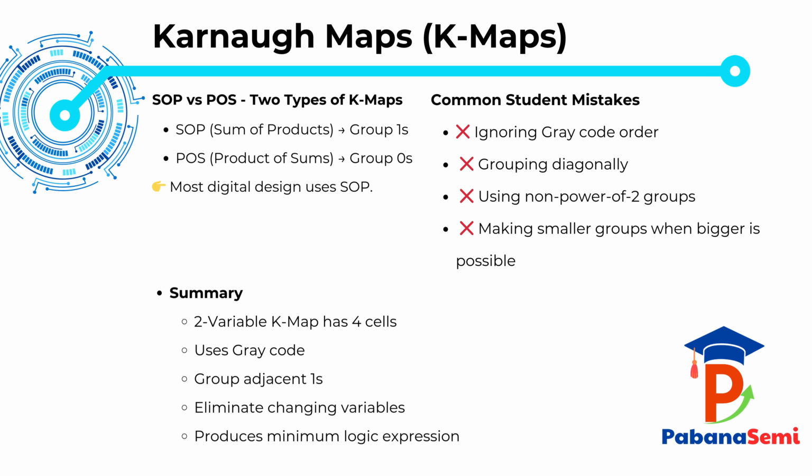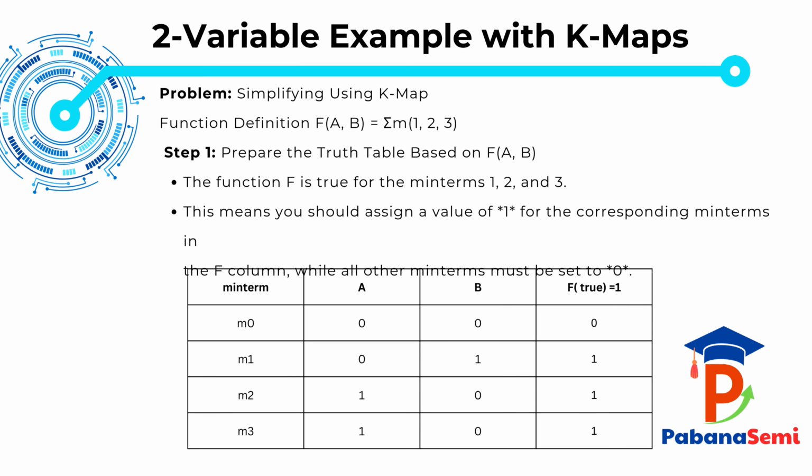Final takeaway. If grouping rules are followed correctly, then Karnaugh maps provide a fast, visual, and guaranteed minimum solution for Boolean simplification. Let us now work through a two-variable example using Karnaugh maps. The function is given as f of a and b equals the summation of minterms 1, 2, and 3. This notation means that the output f is equal to 1 for minterms m1, m2, and m3.